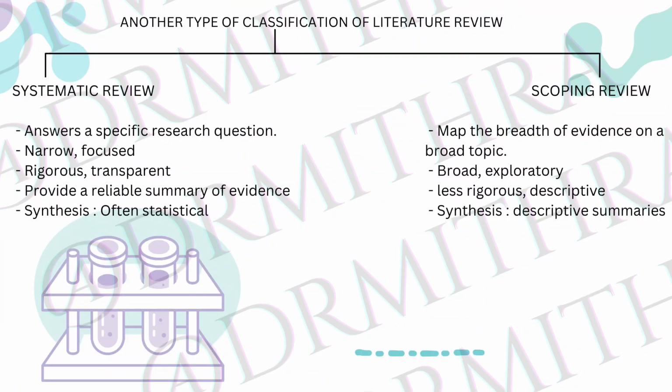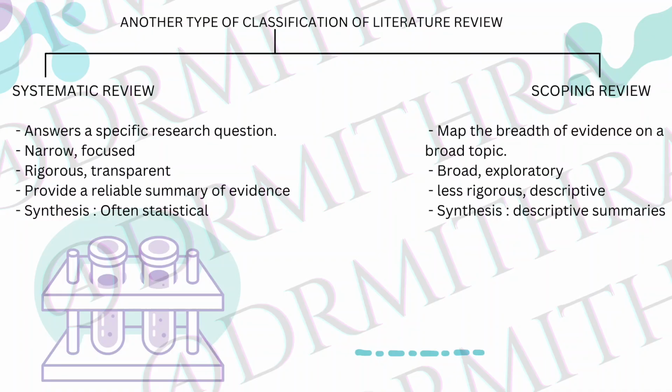And another classification of literature review is systematic review and scoping review. This is another way to classify reviews. Systematic reviews and scoping reviews. Systematic reviews answer a very specific research question. They are narrow, focused, and statistically analyzed.